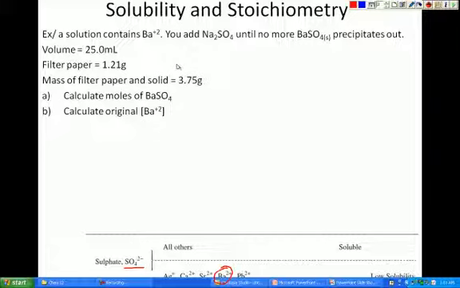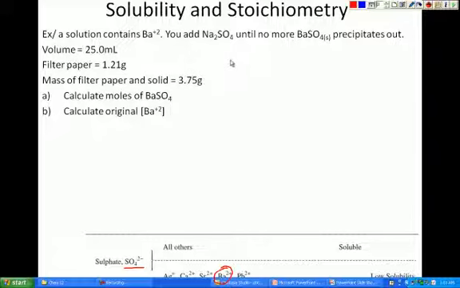So we have that, and then what we're given is the volume of the solution, which happens to be 25.0 milliliters, and the mass of the filter paper by itself, which is 1.21 grams, and the mass of the filter paper plus the solid. So here is what is happening.